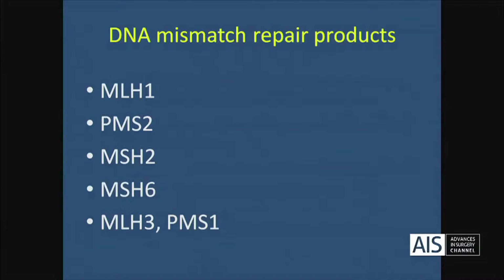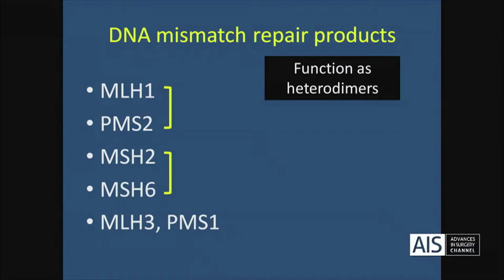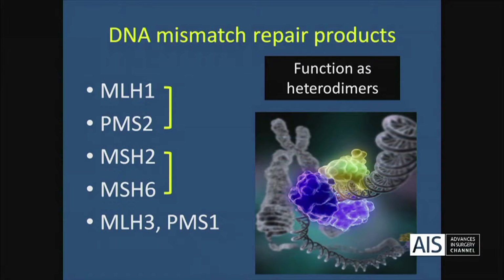Next slide, thank you. So the DNA mismatch repair products are proteins. The four most important of them are MLH1, PMS2, MSH2, and MSH6. And there are other ones, but they are not as significant. Now, these proteins act as heterodimers. So MLH1 links with PMS2 and MSH2 links with MSH6. It's important to remember because of some of these staining patterns that we can have. So next slide.